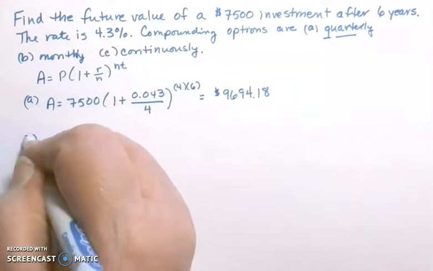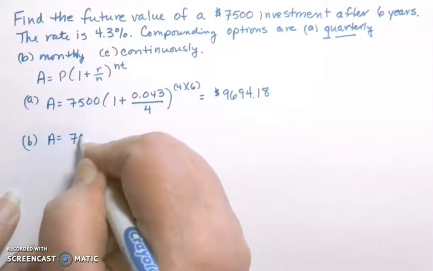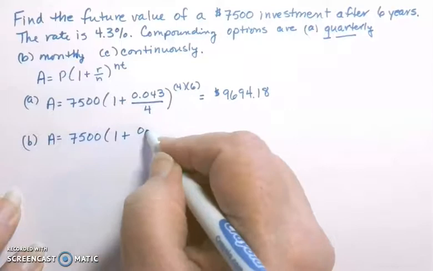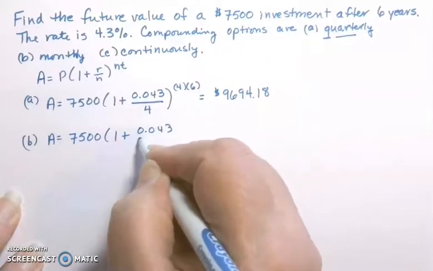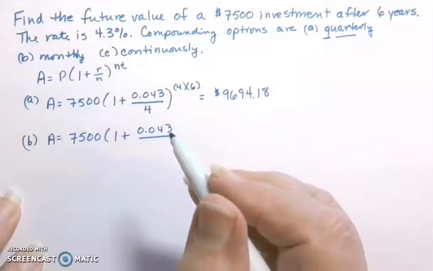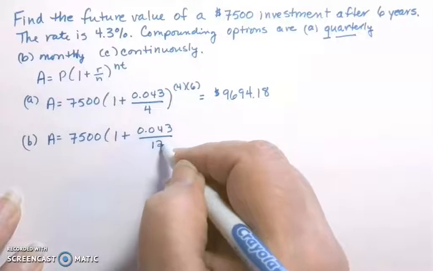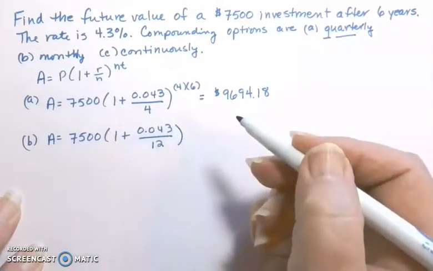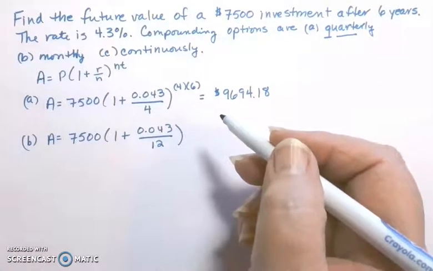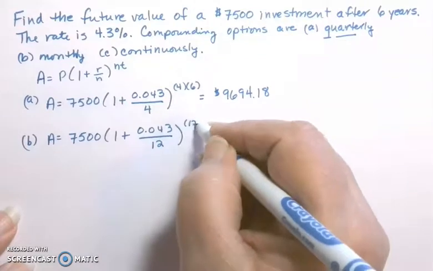Well, now what happens to that amount if it's compounded monthly? So again, we have 7,500, and it's 1 plus, our rate stays the same. But now, how many times it is compounded per year changes. So in this one, my n is equal to 12. Monthly means it's compounded 12 times a year. That also changes your exponent. So your exponent now is the product of 12 times 6.